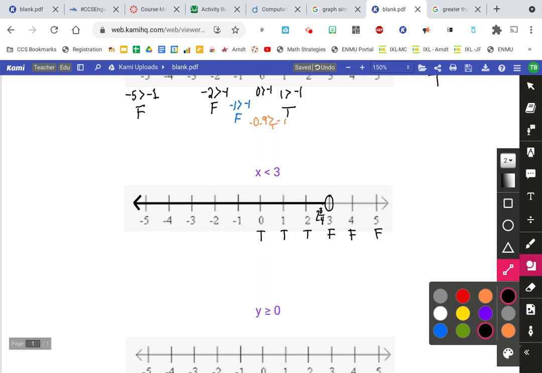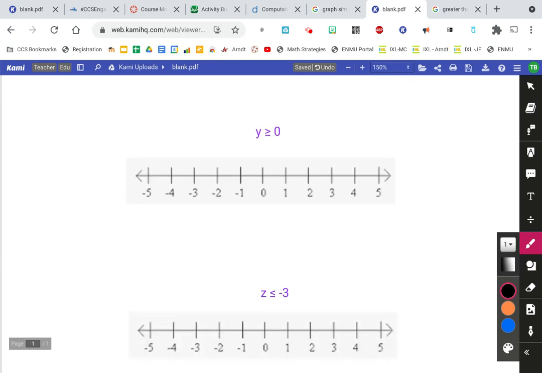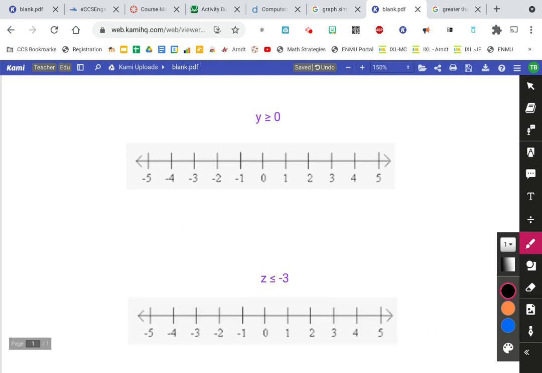All right, let's look at another one. We have y is greater than or equal to 0. So let's just test. Is -5 greater than or equal to 0? Nope, that's false. And guys, these true and false things, the F's and the T's, you're not expected to write those. I'm just helping you see how I think through it. -4, that's false. -3 is not greater than or equal to 0. -2 is not. -1 is not. But yes, 0 is greater than or equal to 0. So that qualifies. 1 is greater than or equal to 0. 2 is too.